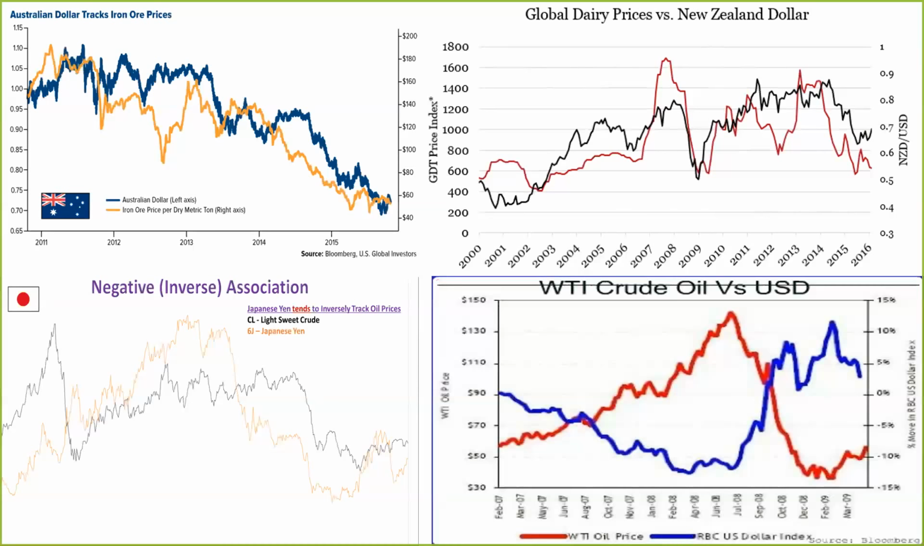Now, Australia is responsible for nearly a third of global iron ore production. 60% of Australia's exports are hard commodities: ores, oil, precious metals, steel, copper, gold, silver are on the rise. The Aussie dollar should be too, and of course, vice versa.